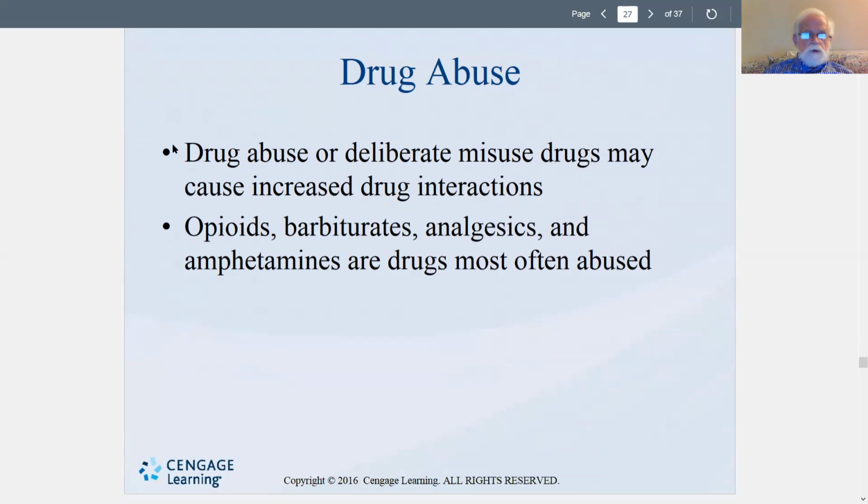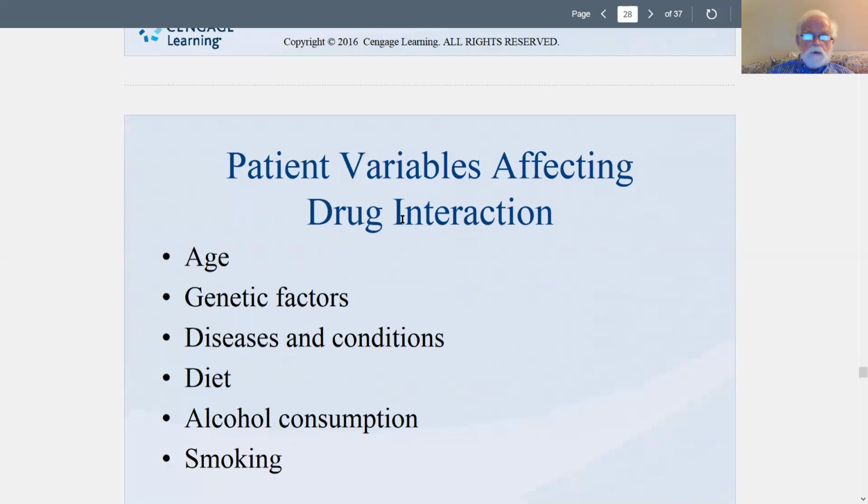Drug abuse is a totally different subject. A lot of drugs are addictive and have high abuse potential. Barbiturates, amphetamines, and opioids are all part of the DEA Schedule 2 sequence, where they are listed as highly addictive but have a medical use. Certain other analgesics are a part of that as well.